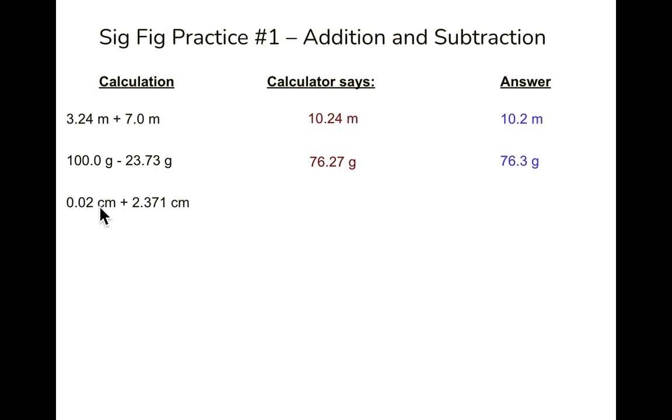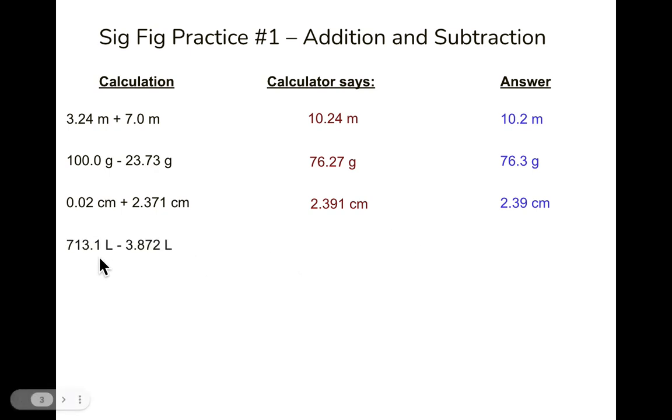Here's the next one. The first has to the hundreds place. This one is the thousands place. Our calculator says this, but our least decimal place is the hundreds place. So we're going to have to round to the hundreds place. Since this is a 1, we just drop it, and you would get 2.39.